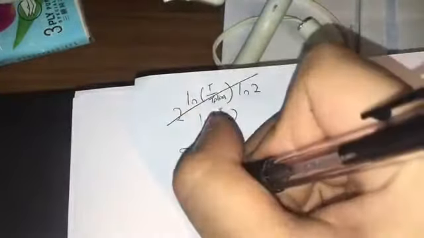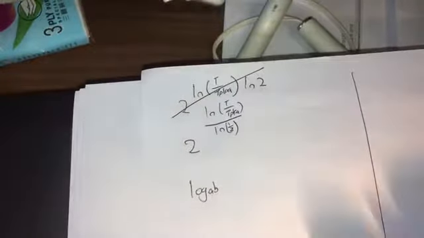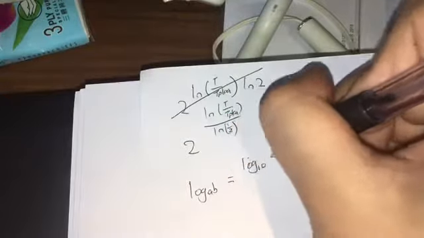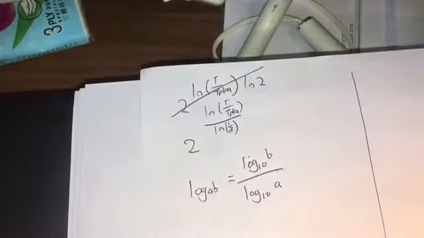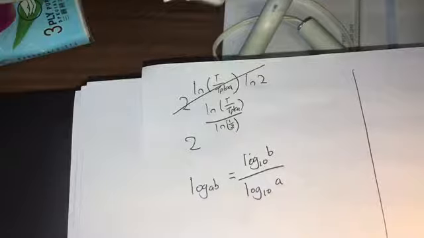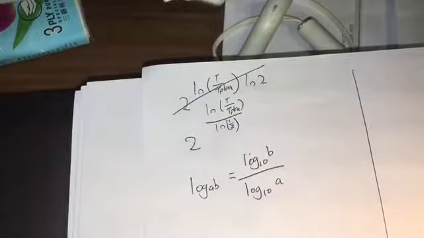So how do you change base? Let's say you have a log of a of b, and you're going to change it to base 10. So this is the change of base formula. And just get it from Wolfram or something. Let's double check. Okay, you can just Google that and you find that out.